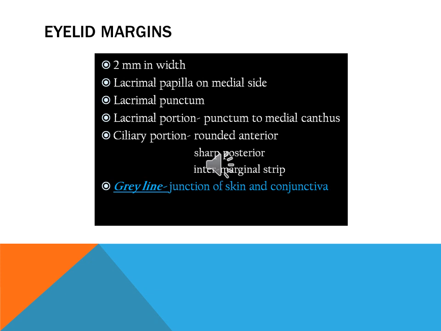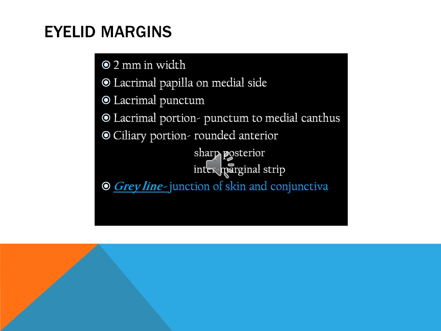The ciliary portion extends from the lacrimal papilla laterally, and the medial part, the lacrimal portion, ends in the medial canthus, while the lateral portion ends at the lateral canthus. It has an anterior rounded border and a posterior sharp border.